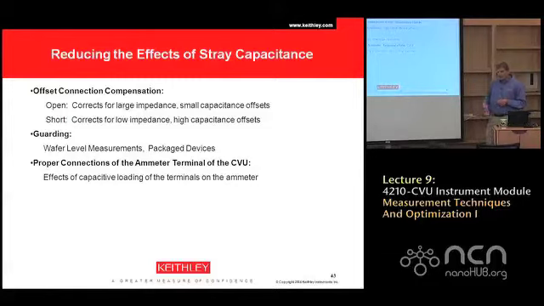We also have a concept of guarding on an AC impedance meter, which is similar but different in its implementation than the guarding that we talked about for a DC meter. And then we also are going to talk about the proper connections of the ammeter terminal of the CVU. So the CVU, remember, has a high terminal and a low terminal. Well, in the case of a CVU, the low terminal is normally the ammeter terminal, and that terminal can be sensitive to where you connect it to the sample.